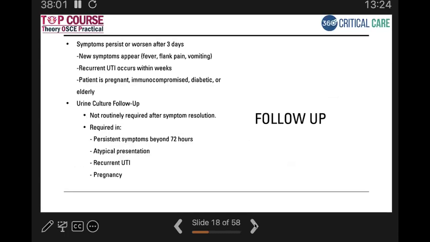And for follow up, usually you can ask them to follow up if the patient is pregnant, immunocompromised, or a transplant patient, or some manipulation has been done on the urological tract. Otherwise, you can just start the antibiotic for 5 to 7 days, and unless symptoms are there, they need not have a follow up with the urine culture and all.